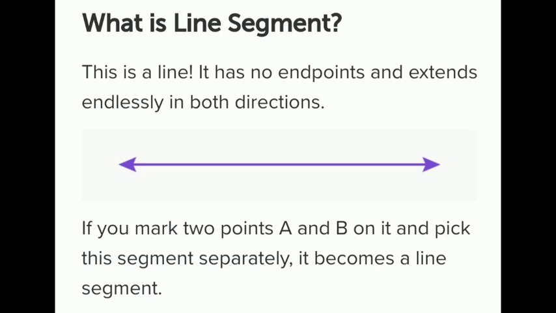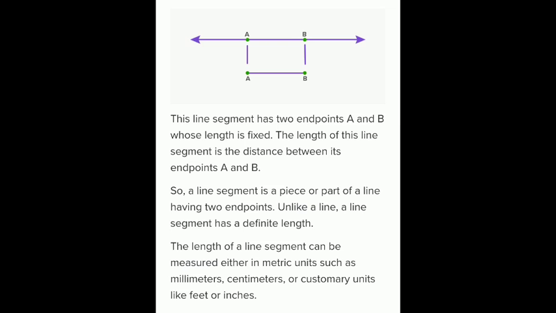So, what is a line segment? This is a line. It has no endpoints and extends endlessly in both directions. If you mark 2 points A and B on it and pick this segment separately, it becomes a line segment. This line segment has two endpoints, A and B, whose length is fixed. The length of this line segment is the distance between its endpoints A and B. So, a line segment is a piece or part of a line having two endpoints. Unlike a line, a line segment has definite length.